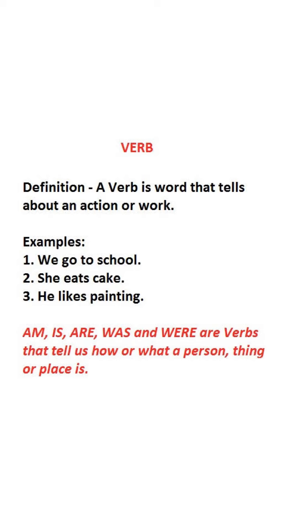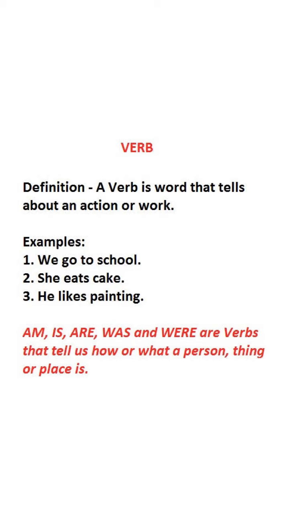Now another example, she writes a letter. So she is performing an action, that of writing a letter. She writes a letter. So this word writes is an action and it is a verb. Meera sings a song. Now singing is also an action. So Meera sings. This word sings.